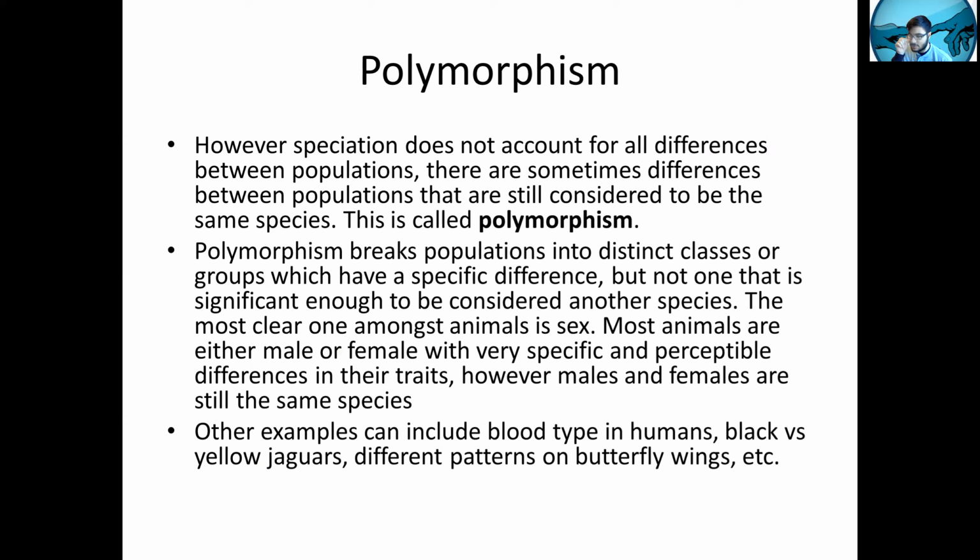Another example among animals is there are black versus yellow jaguars. They're still both jaguars and they can still mate with each other, but they are visibly different. One has black fur, one has yellow fur. Different patterns on butterfly wings. So even butterflies of the same species might have different patterns on their wings, depending on which area they're from.